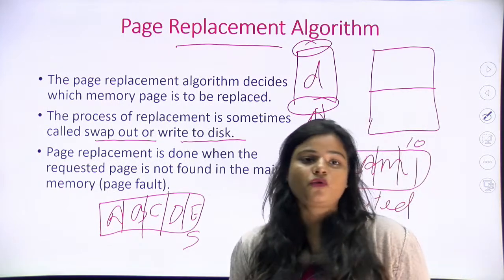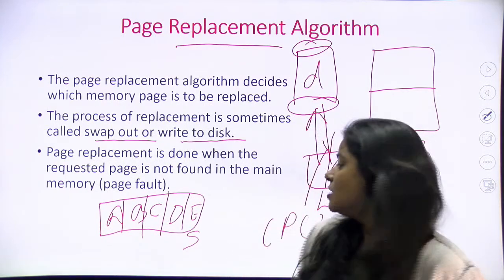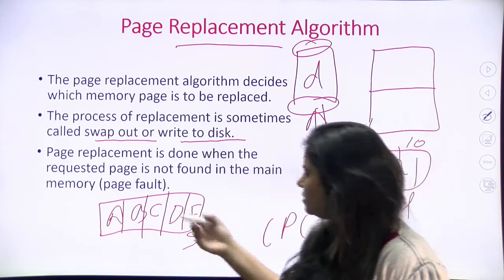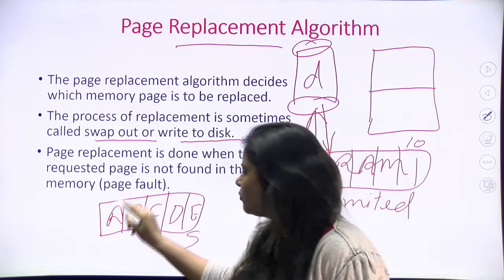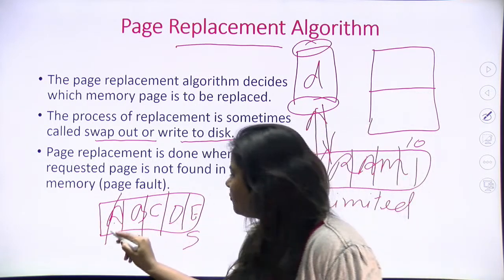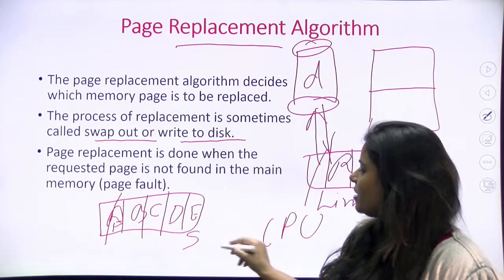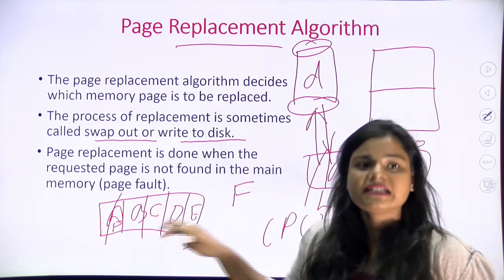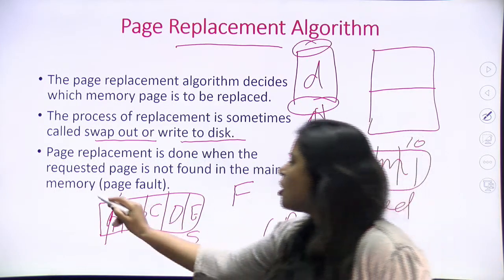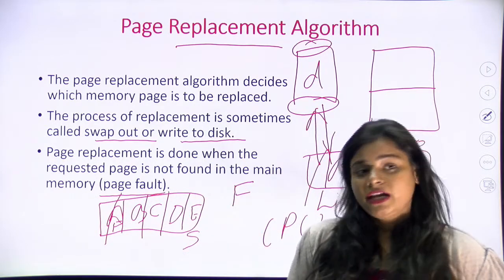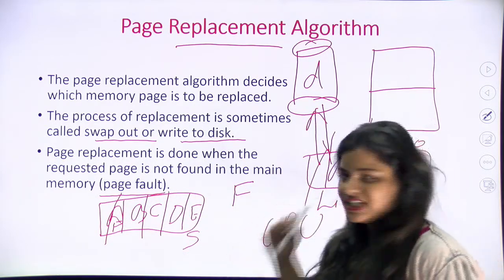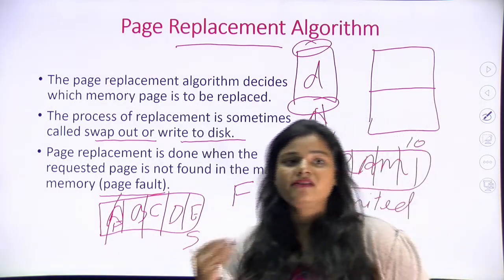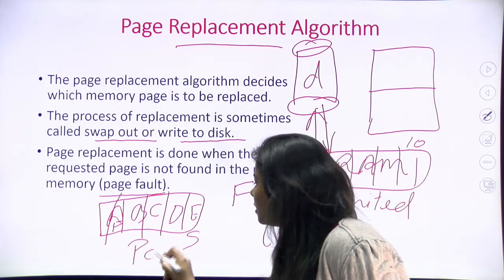And my page F wants to execute inside the main memory. So I have to replace one page. For example, I will remove A or B, whichever you want. I am removing A and putting F inside the main memory. So whenever I am requesting any page like F which was not already present inside the main memory, this situation is called page fault. Okay, if my next page requirement is C, C is also inside the main memory right now. So this situation I will say is page hit.